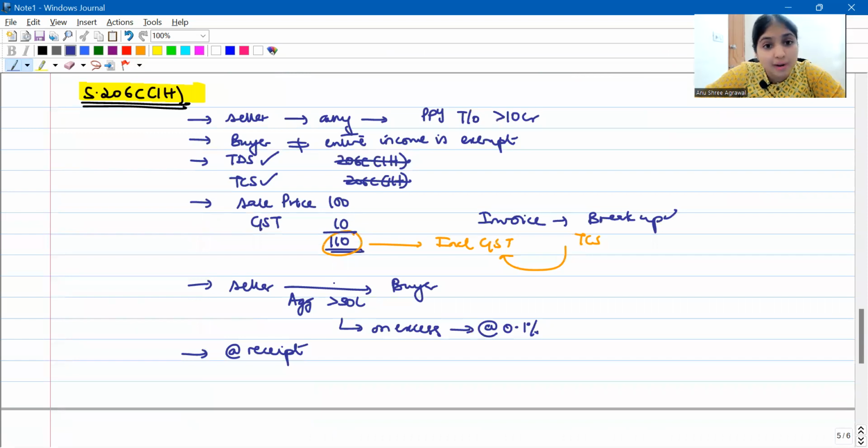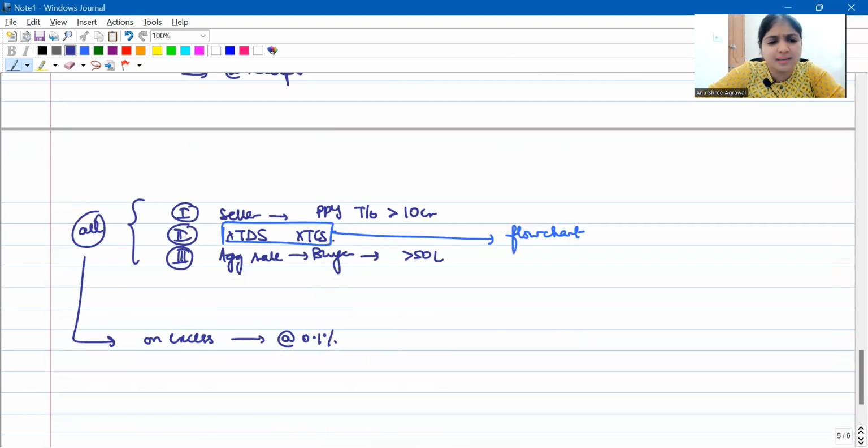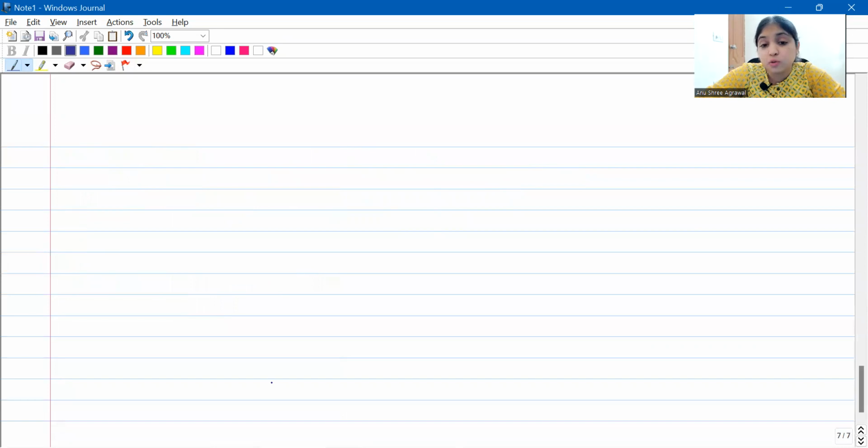Then we have 206C1H. Here we said totally 3 conditions. The seller is a person whose preceding previous year turnover is more than 10 crore. No other TDS, no other TCS is applicable, for which we will see a flowchart. And the aggregate sale to that particular buyer is more than 50 lakhs. If all these conditions are fulfilled, on the excess at 0.1%, we will collect tax when? At the time of receipt of consideration. And please remember, for all calculations, you will include even the GST component. You will look at the total amount, including even the GST component. Okay, so this is it about 206C1H.